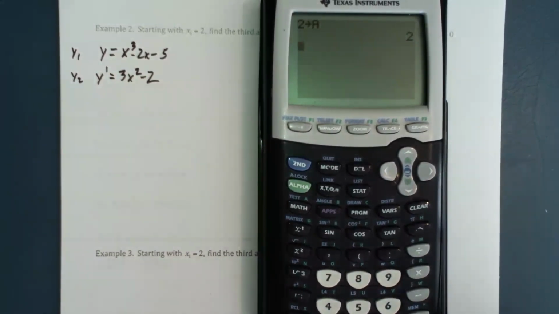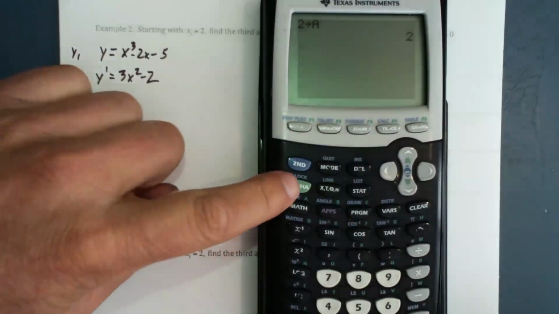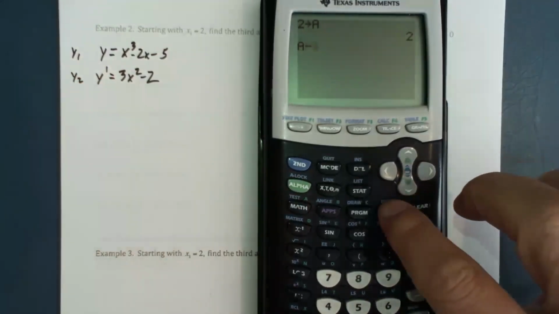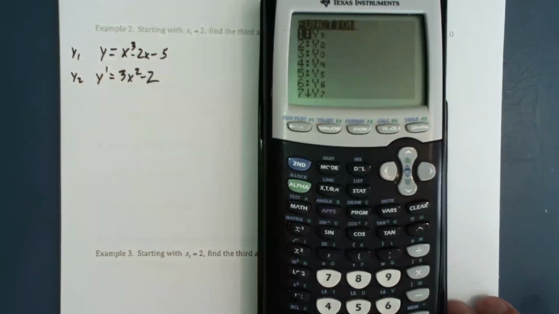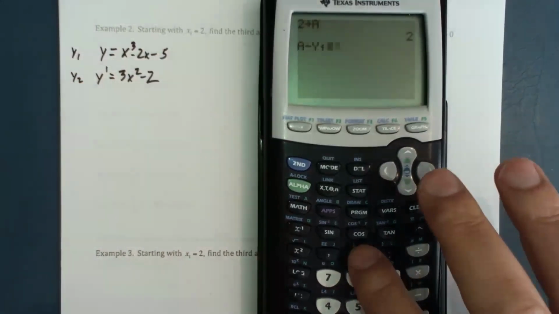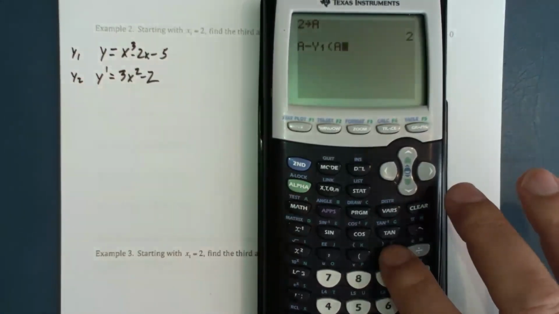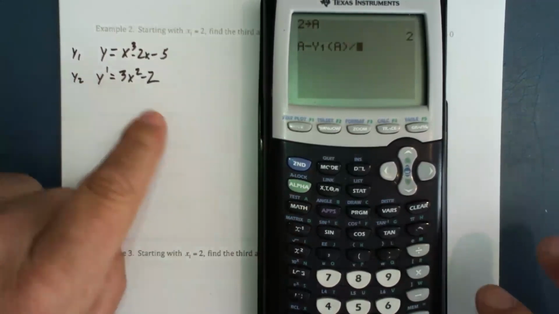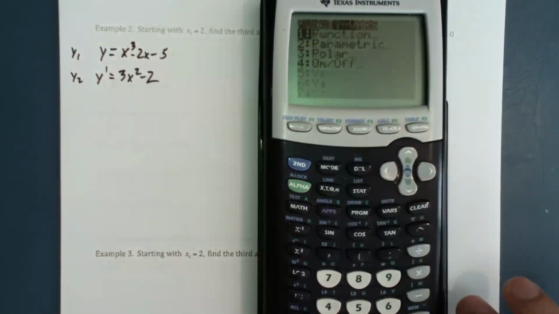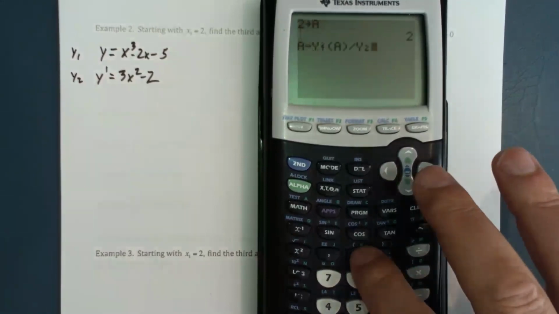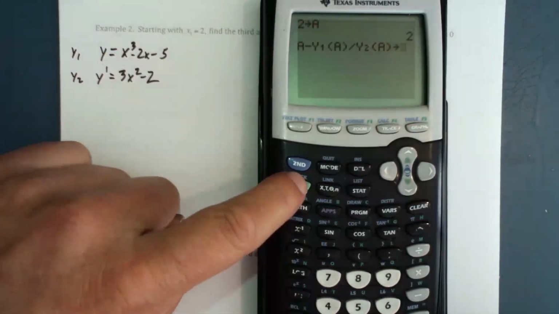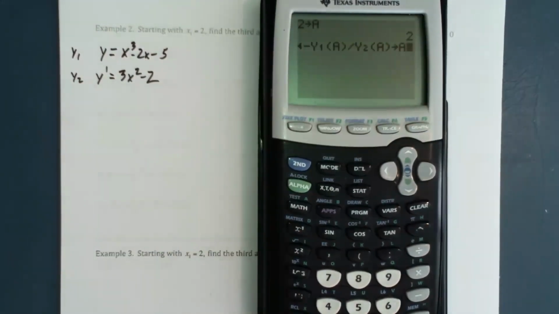So I'm now going to use the algorithm. I'm going to do A minus y sub 1 evaluated at A. Make sure you close the parenthesis. Divided by y sub 2, my derivative function, y sub 2 evaluated at A. And I'm going to store that off as my new A. It's going to update my A. So here's what's going to happen. I'm going to hit enter.